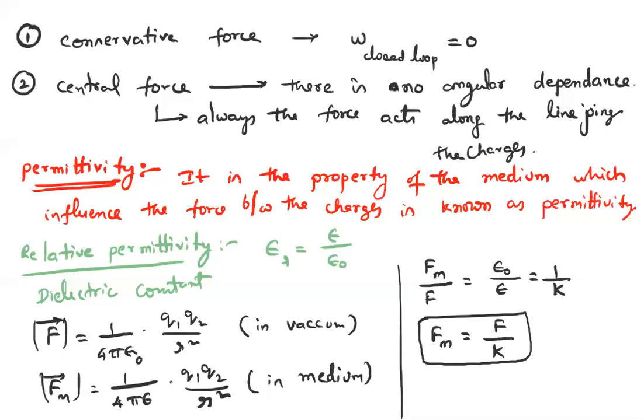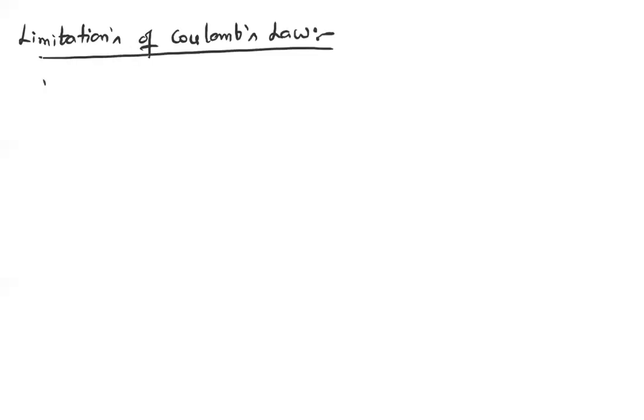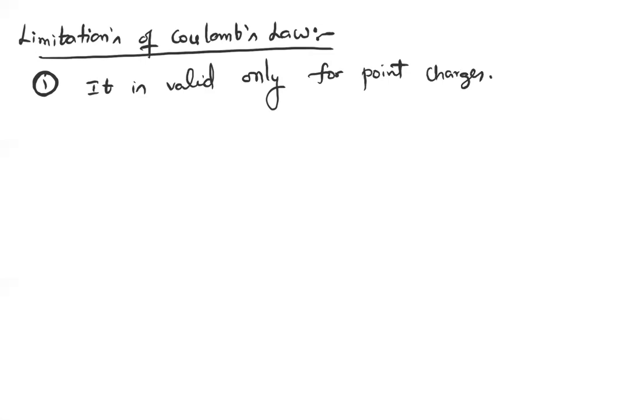And last but not least, the limitations of Coulomb's law. What are the limitations of Coulomb's law? This one is very, very important. There are two limitations. Coulomb's law is valid only for point charges.